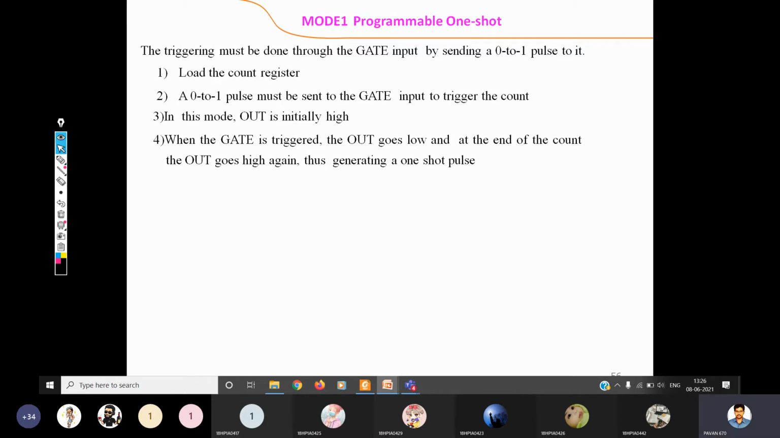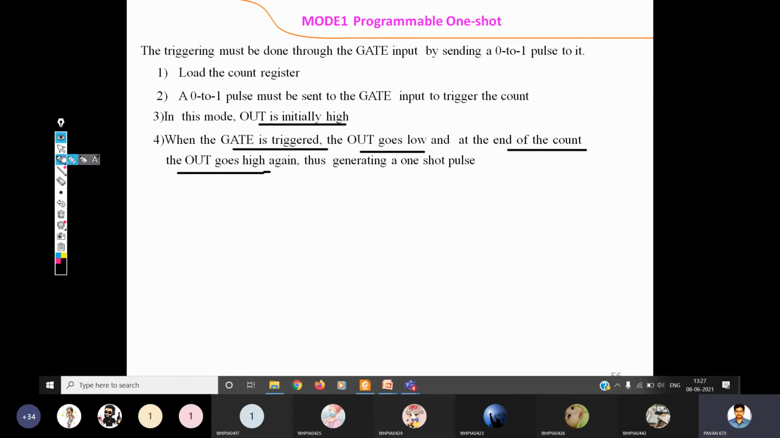And in mode 1, if you observe here, initially the out signal is high. Whenever the triggering occurs, the out signal goes low, and after the completion of the count, the out signal goes high again. So it generates a one-shot pulse. That means with a single trigger, our counting operation gets started.